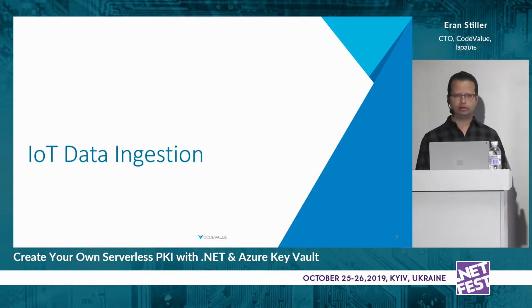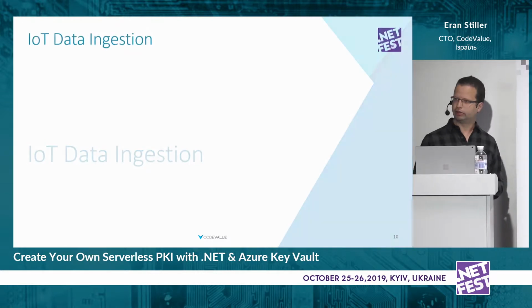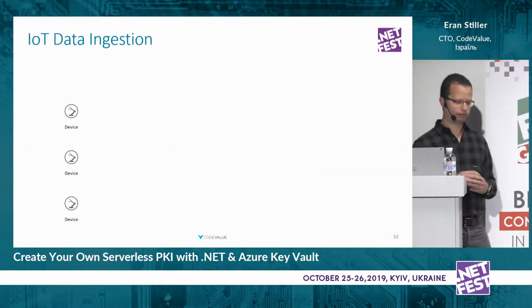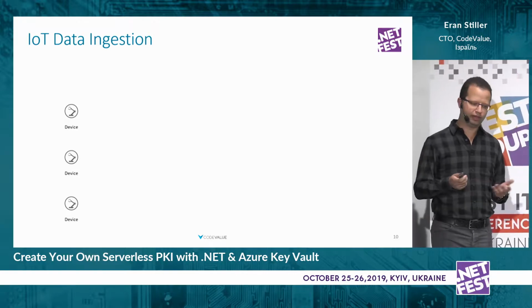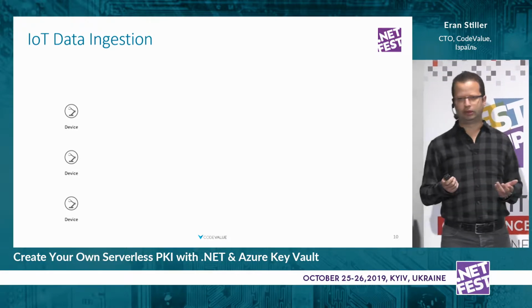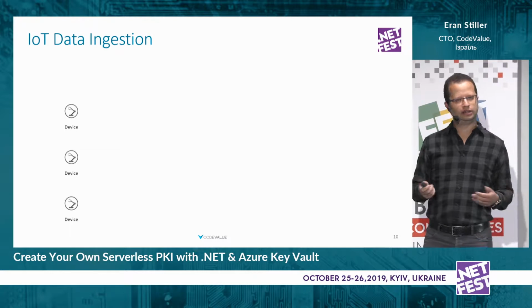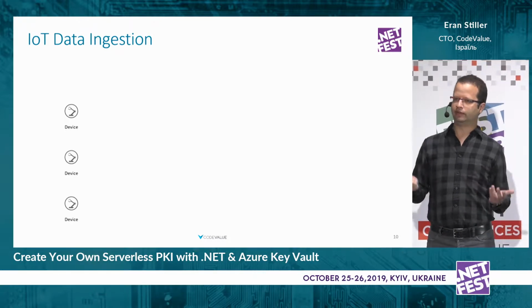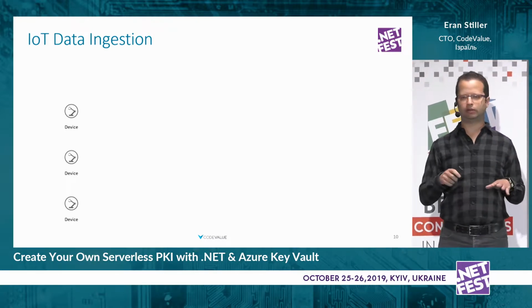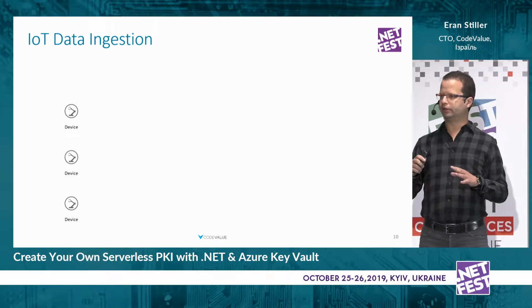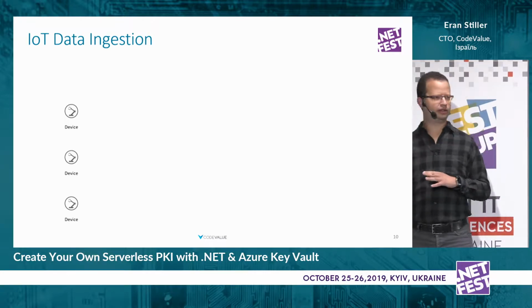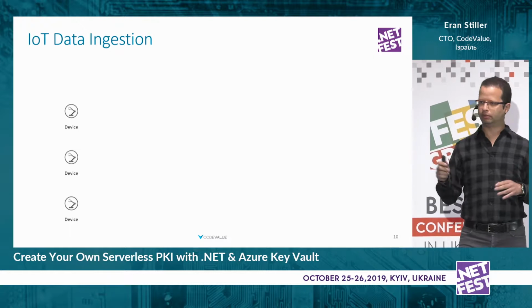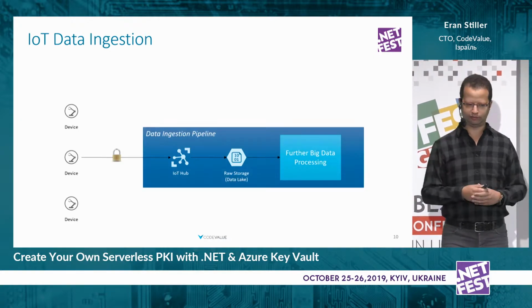How does a typical IoT data ingestion pipeline look like? Well, first of all, obviously, we have our devices. We can have tens of devices, hundreds of devices, even millions of devices. In our use case, we expected to have something around several thousands of devices in the end. So it's not a big system, but it can scale up to millions if we want to.